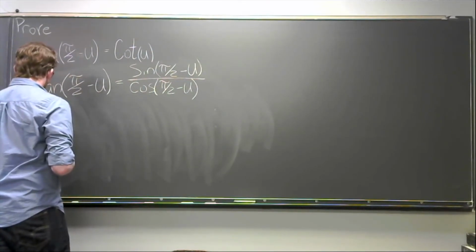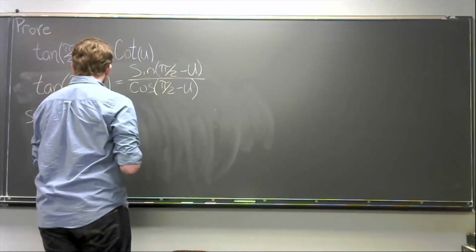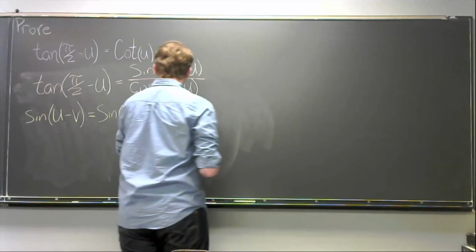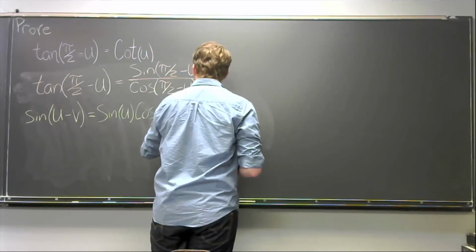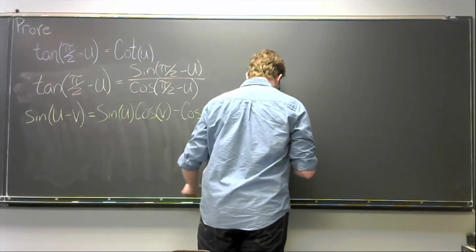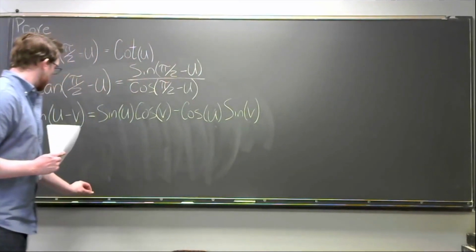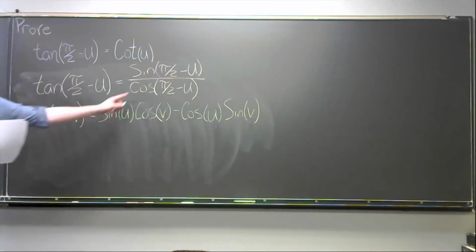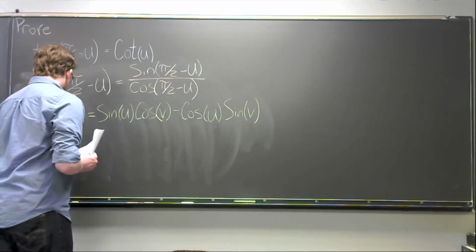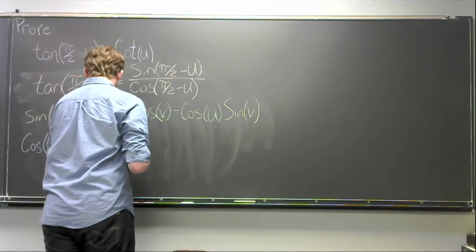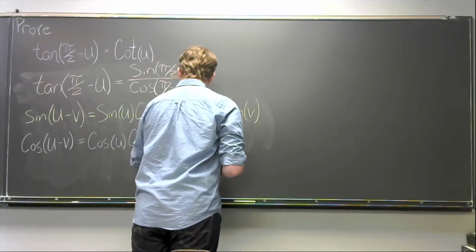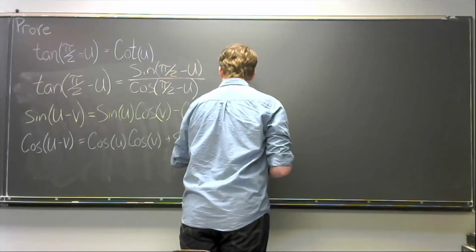the sine of u minus v is equal to the sine of u times the cosine of v minus the cosine of u times the sine of v. And the identity for cosine will be cosine of u minus v is equal to cosine of u times the cosine of v plus the sine of u, the sine of v.